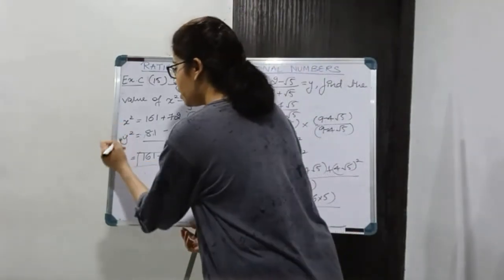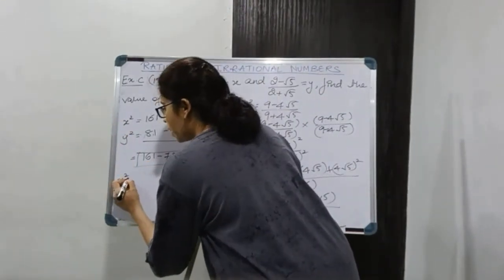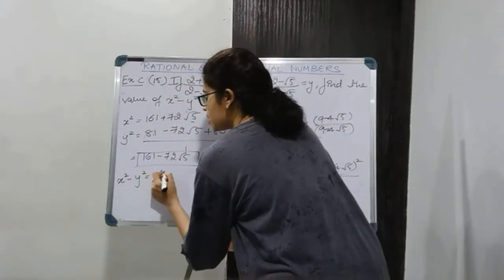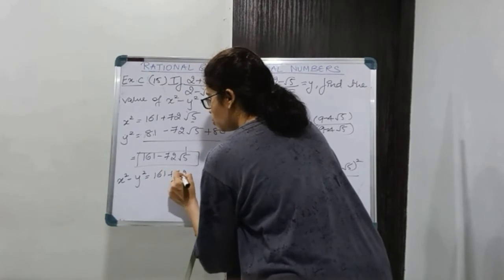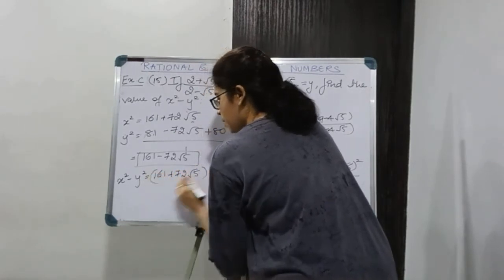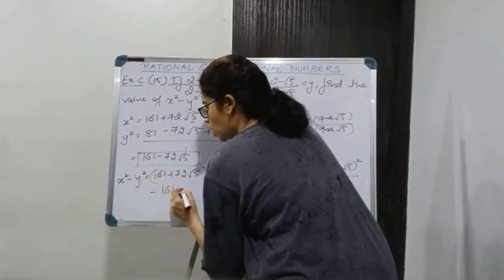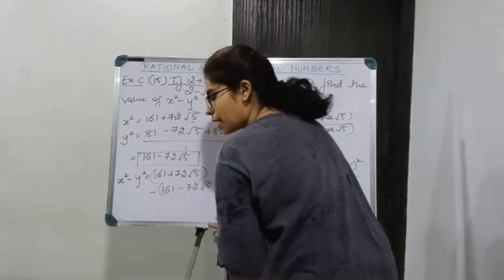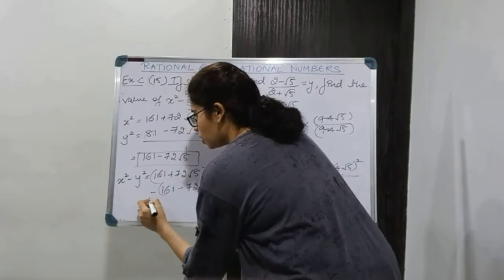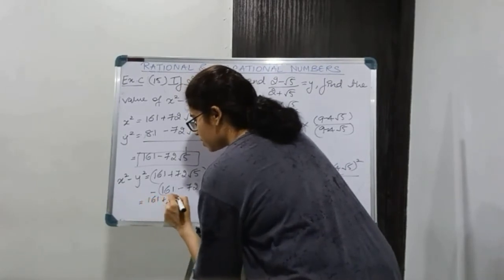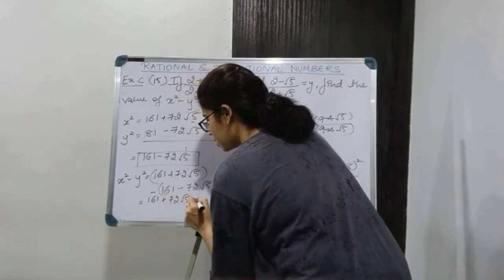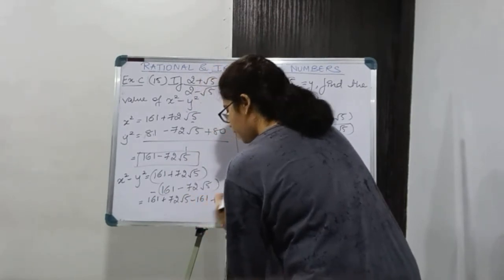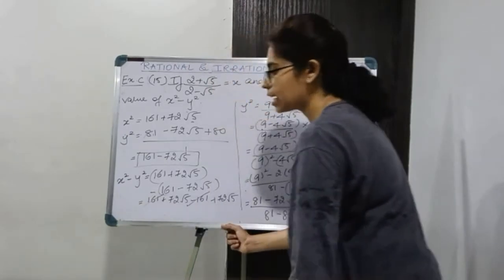Now x square hai, y square hai, so x square minus y square is going to be 161 plus 72 root 5 minus 161 minus 72 root 5. Put brackets. Now we'll open the brackets. So 161 plus 72 root 5 minus 161 plus 72 root 5. 161 cancel ho jayega.